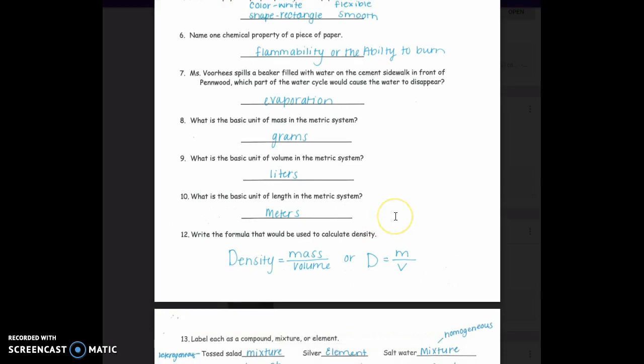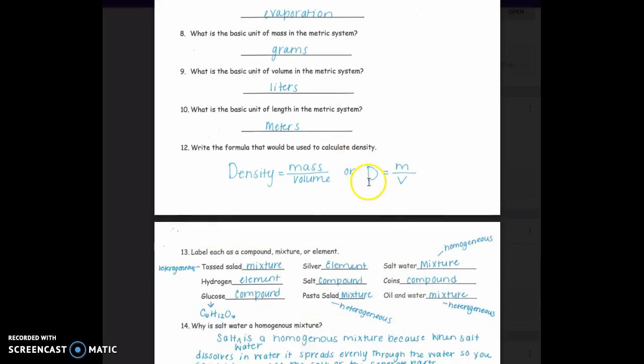Now write the formula that would be used to calculate density. This is the D equals heart that you told me about. So density equals mass over volume.